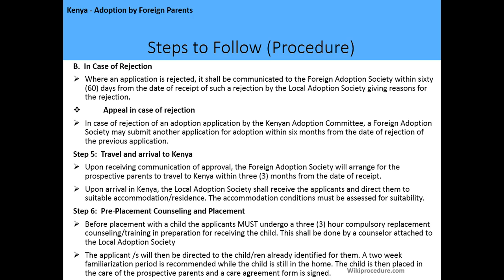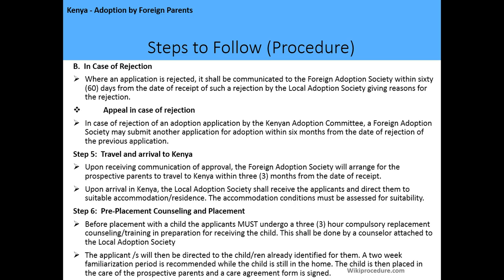So in case of approval, the fifth step is travel and arrival to Kenya by the adoptive parents. Upon receiving communication of approval, the Foreign Adoption Society will arrange for the prospective parents to travel to Kenya within 3 months from the date of receipt. And upon arrival in Kenya, the local adoption society shall receive the applicants and direct them to suitable accommodation, and the accommodation conditions must be assessed suitably.